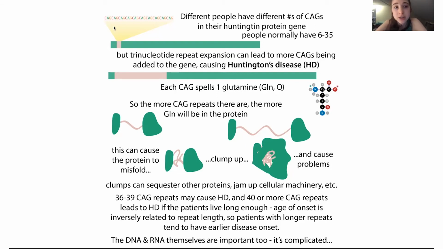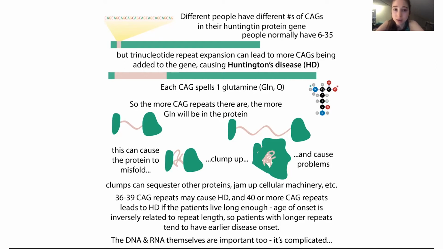But anyway, you can imagine that the expansion length can increase between generations, so that people might have an earlier onset, with a longer CAG length than their parents actually had.